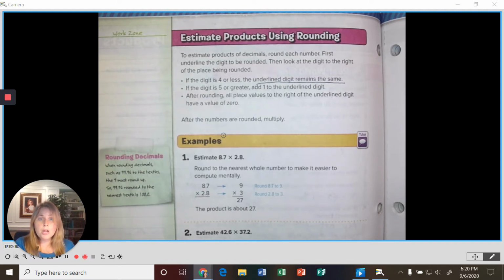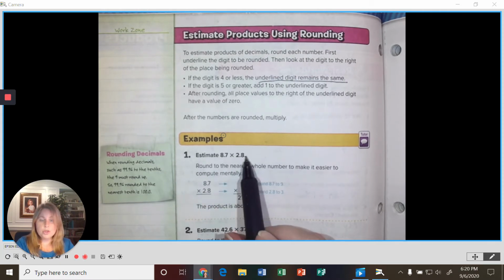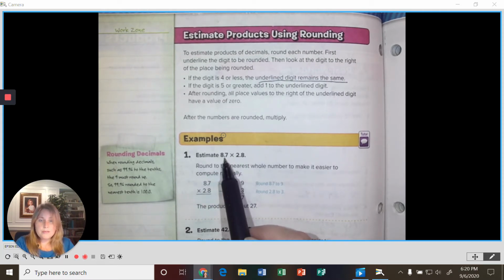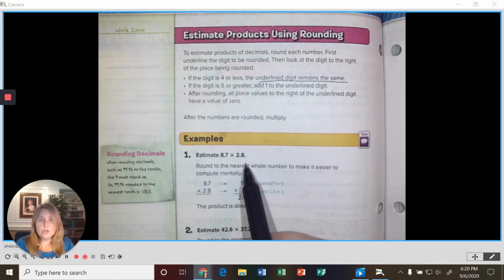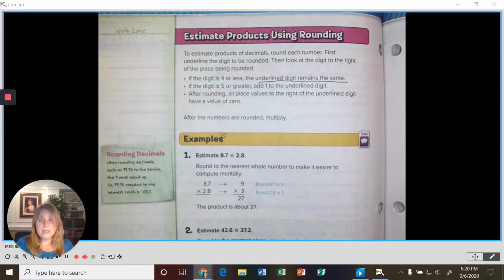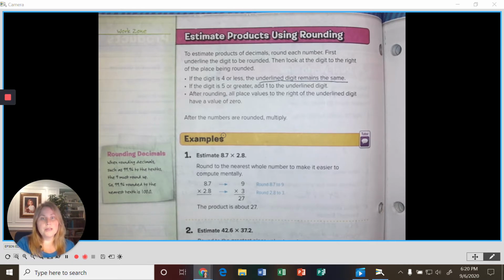After rounding, all place values to the right of the underlined digit have a value of 0. After the numbers are rounded, then you multiply. So if I have 8.7 times 2.8, 8.7 is closest to the whole number 9. 2.8 is closest to the whole number 3. So 9 times 3 would be 27. So the product would be about 27.